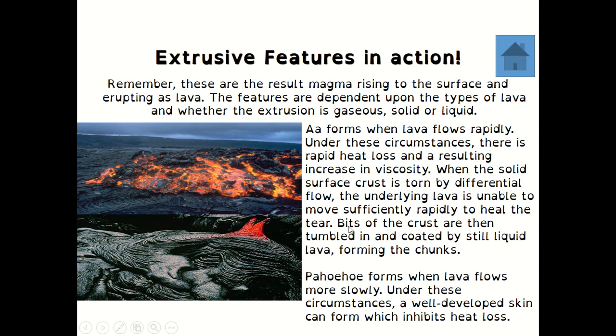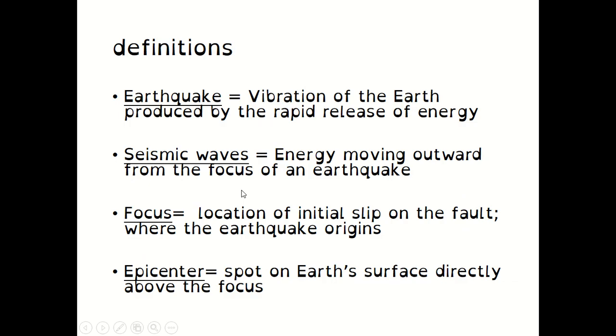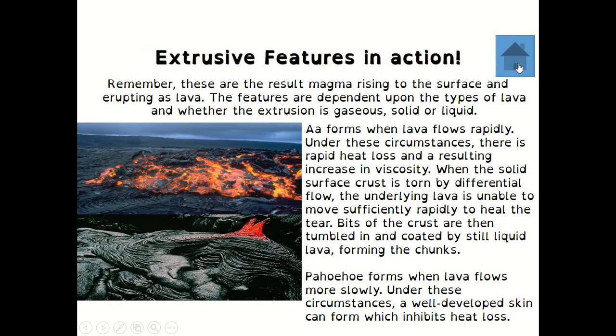So, pahoehoe is very slow moving lava, and it forms this beautiful rope-like effect on the surface. It's cooling very quickly, so the bottom's moving faster than the top, and that leads to these blocks on top. You can see pahoehoe there, and then there's your aa on top of it, and it's more spiky. So as you're walking across it, it crunches as you're walking across.